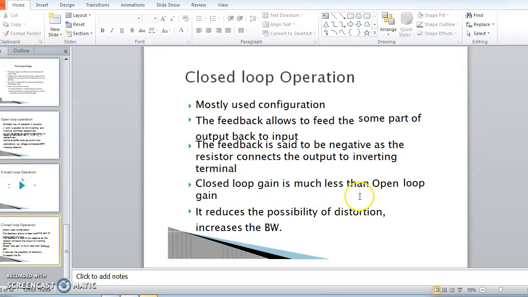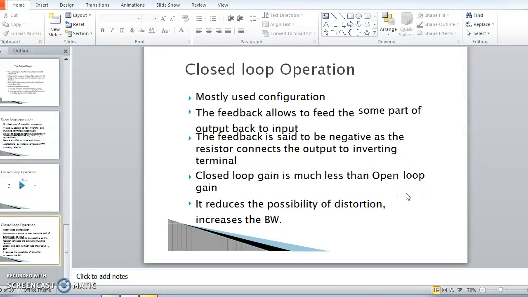Closed loop gain is less than the open loop gain. It reduces distortion and increases the bandwidth.